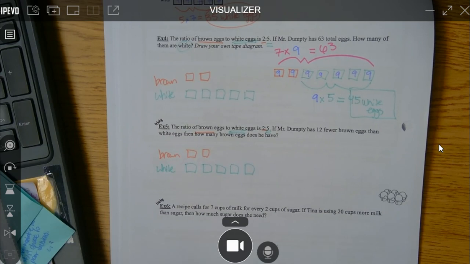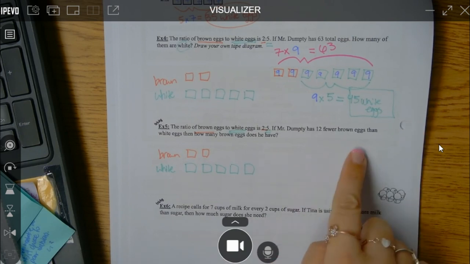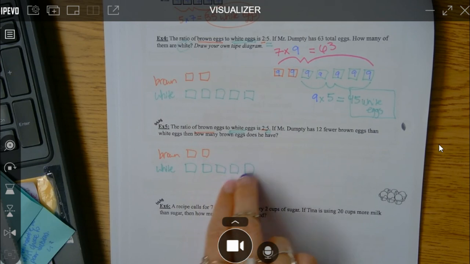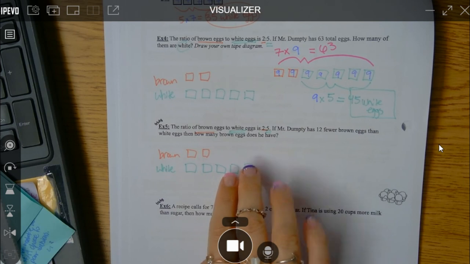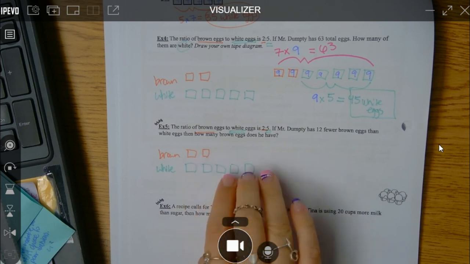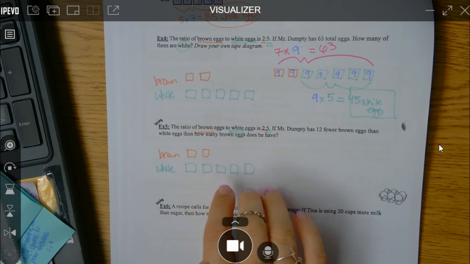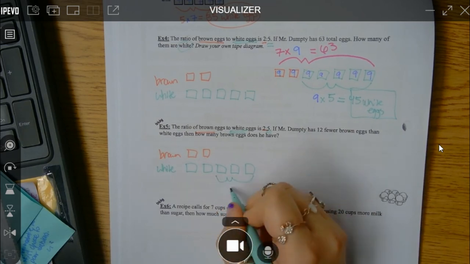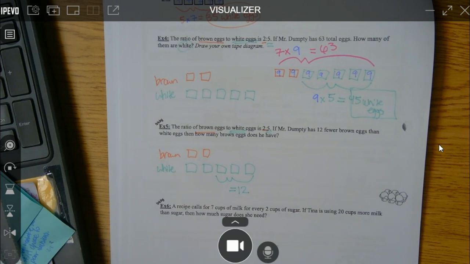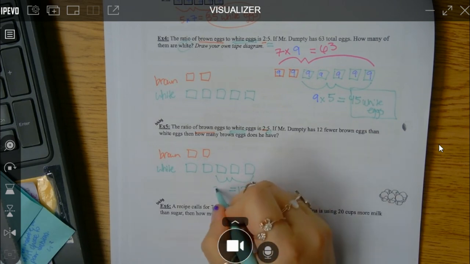It says if Mr. Dumpty has 12 fewer brown eggs than white eggs, then how many brown eggs does he have? Okay, so he has 12 fewer brown. So that means he has 12 more white, right? Which means this amount right here represents how much? This is how much more he has than brown, right? And how many more white does he have than brown, or how many fewer does he have? That's right, he has 12 fewer. So right here, this amount needs to be equal to 12. How many boxes is that? 3.